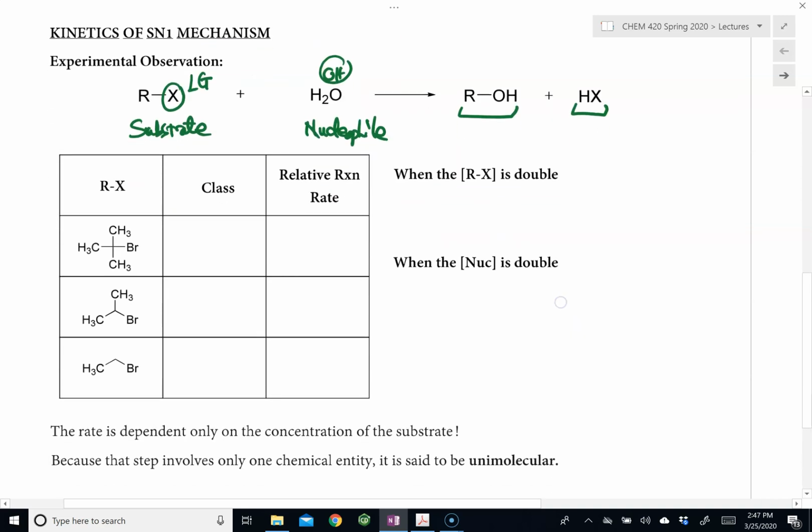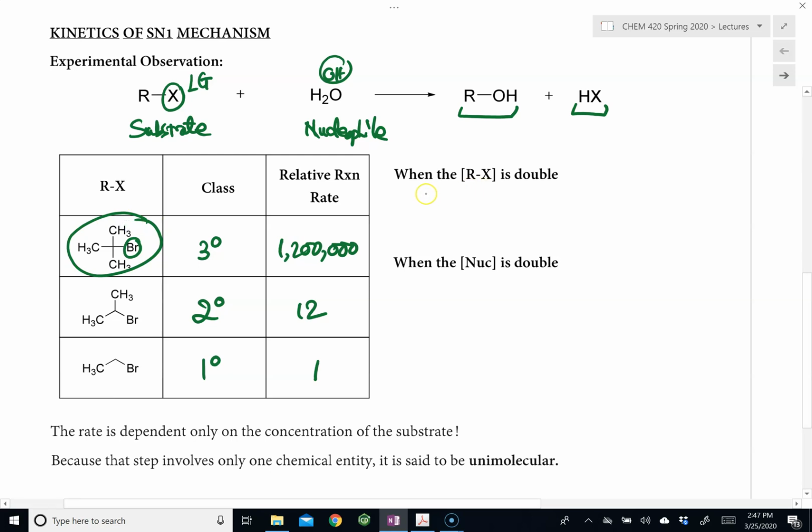When we vary the different types of substrate, this is what we observe. We have a tertiary substrate, in this case with bromine as the leaving group. In another experiment, we vary the substrate to a secondary substrate, and here is the primary substrate. When we compare the rates of these three reactions, their relative reaction rate is 1 to 12 to 1 million, or 200 times. So the reaction rate is much faster when we have the tertiary substrate.